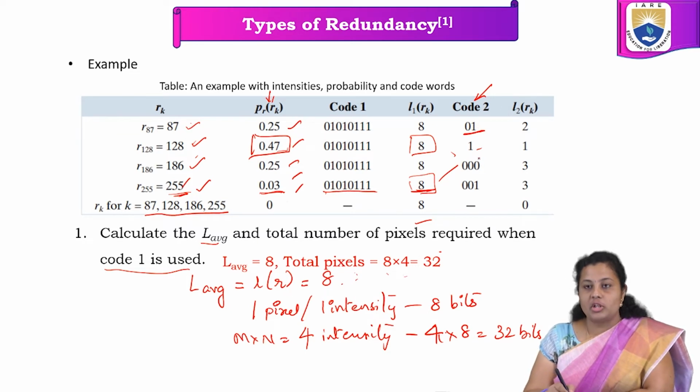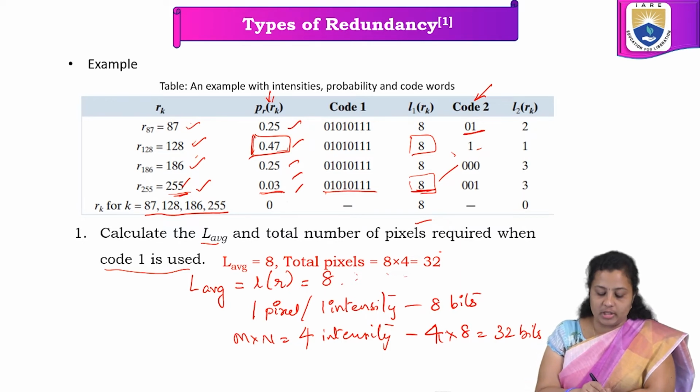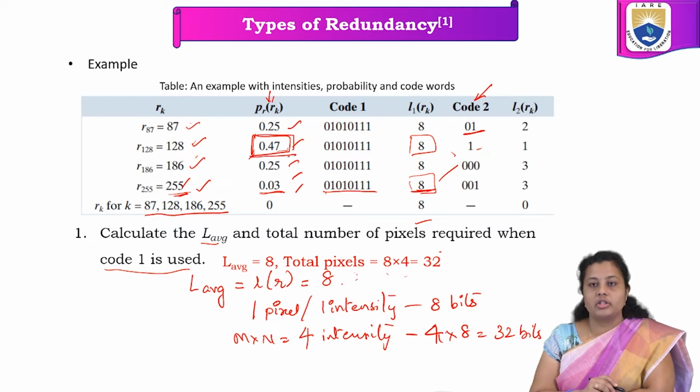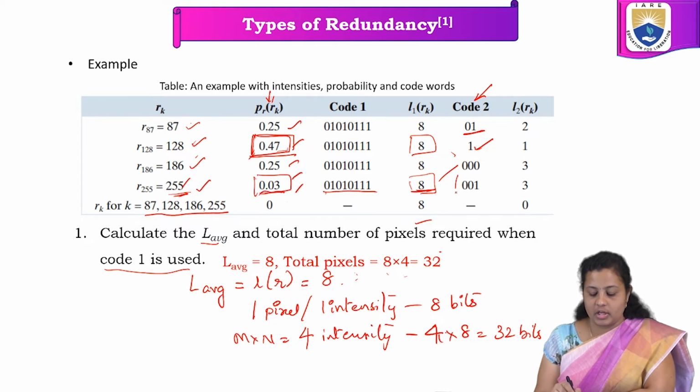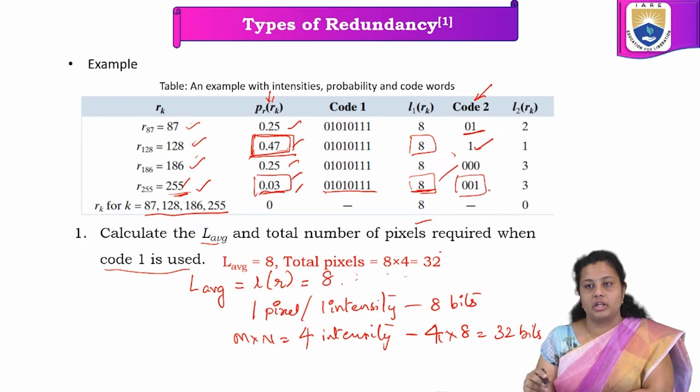If you observe more clearly, if an intensity value has the highest probability, we have given it the least number of bits to represent, whereas if it has the lowest probability, we have given it the highest number of bits. So if code 2 is given as shown here, what will be the L average and the total number of bits required? Let's see.